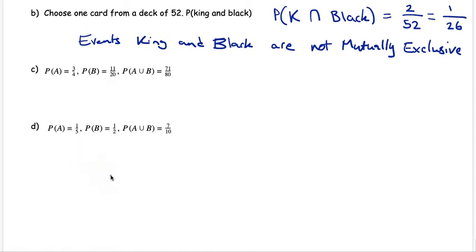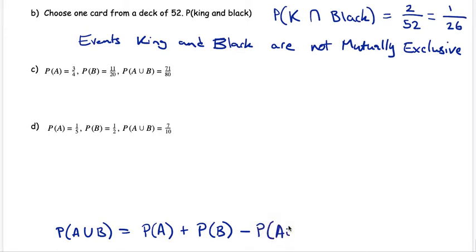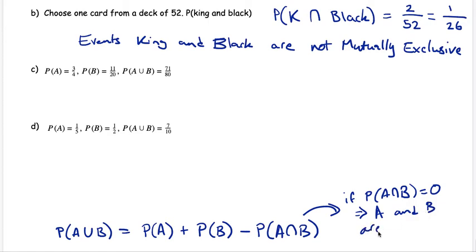I'm going to rewrite it out rather than scrolling up. So remember our addition rule: the probability of A union B is equal to the probability of A plus the probability of B minus the probability of A intersection B. And note that if the probability of A intersection B equals 0, then A and B are mutually exclusive. You'll notice here we haven't got A intersection B, so we've got to figure this out.